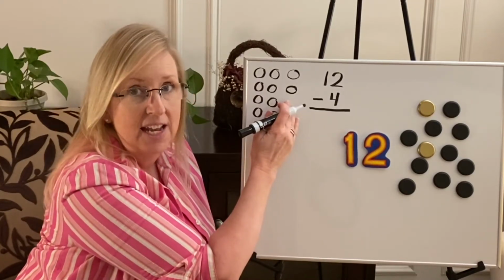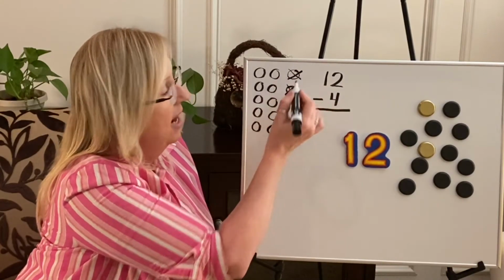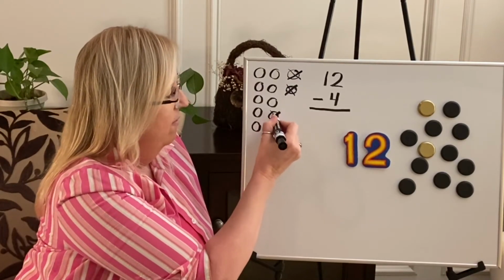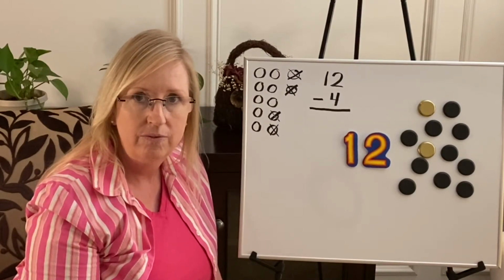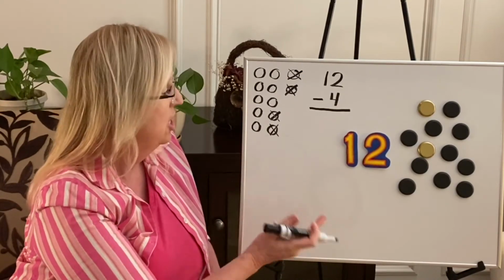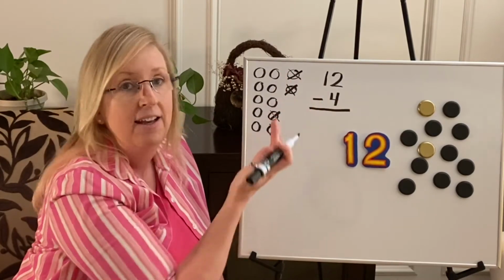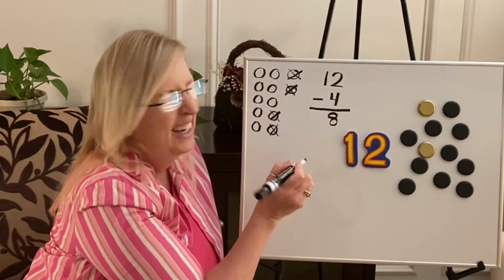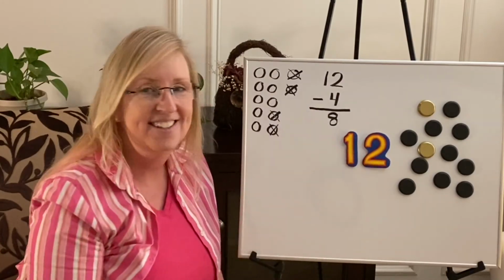We need to take away 4. So I'm going to take away 1, 2, and then I'll break into my 10, 3, 4. How many did he keep for himself? Well, if you're counting on, you know that this 5 frame is still full. So we can say 5 and keep counting on 6, 7, 8. Squeaky pen I have today. 12 minus 4 equals 8.